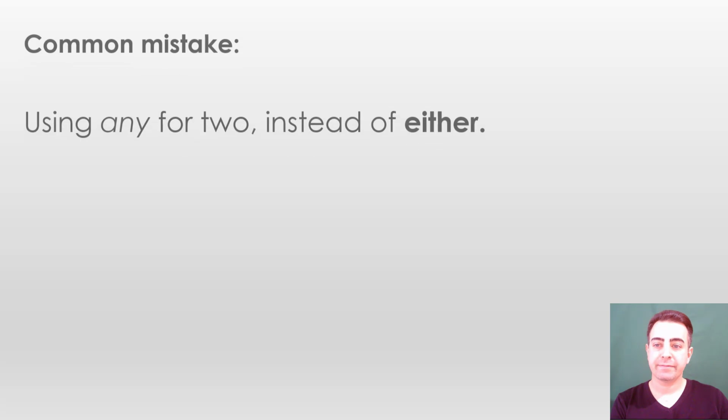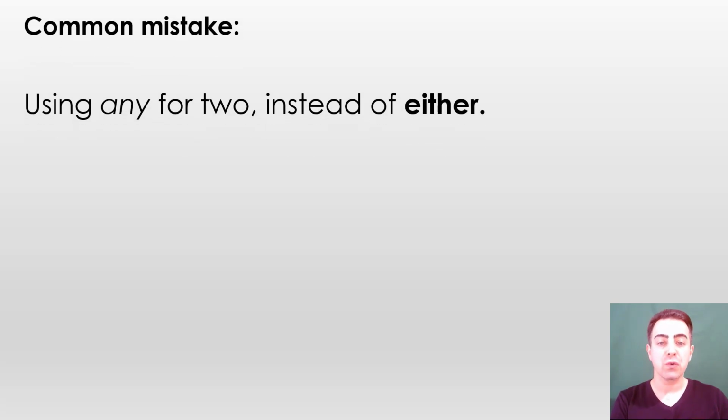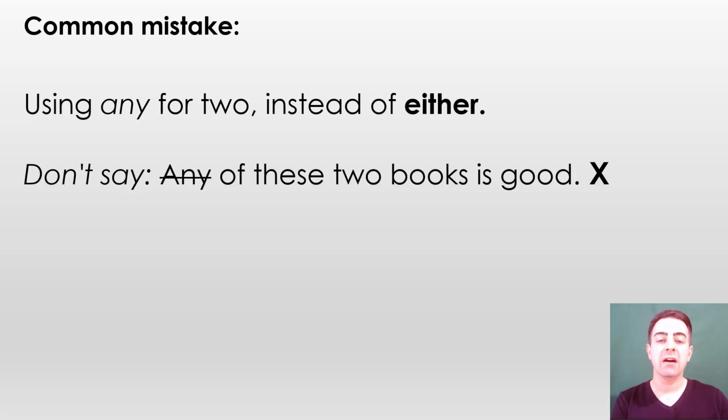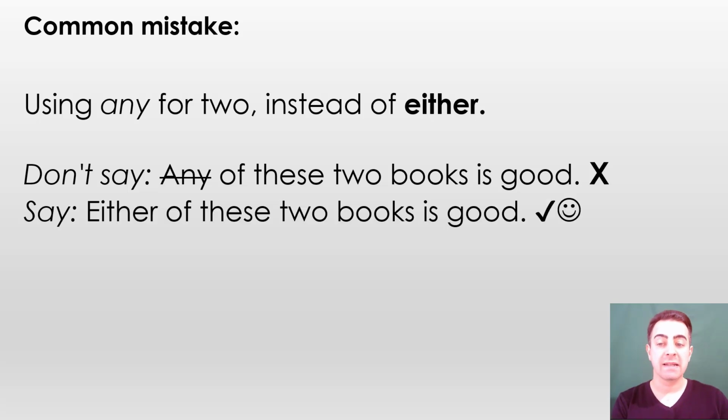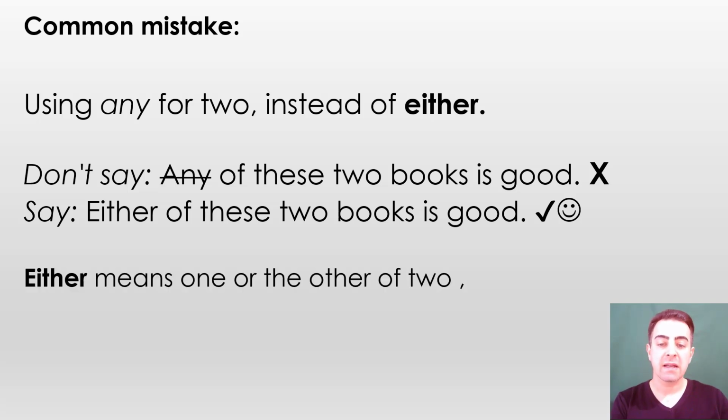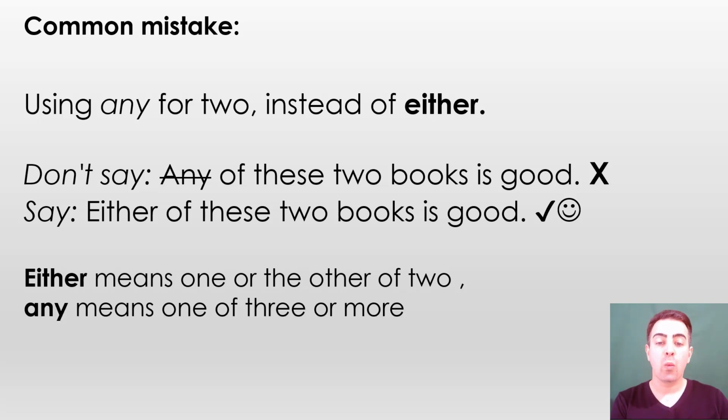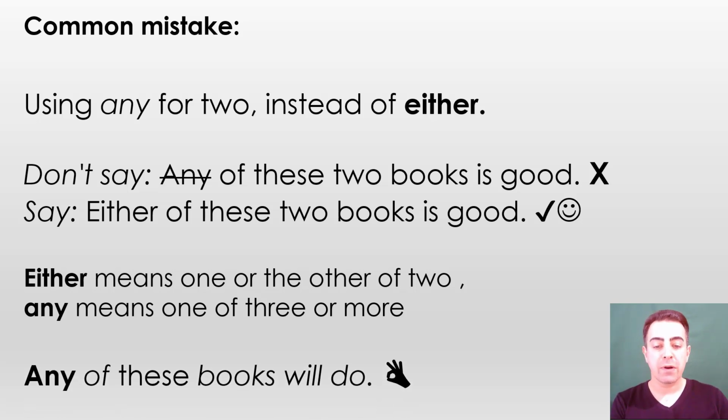Now, common mistake. Using any for two instead of either, the one that I already told you. Don't say, any of these two books is good. Instead say, either of these two books is good. Either means one or the other of two. Any means one of three or more. Any of these books will do. So it means that there are more than two books.